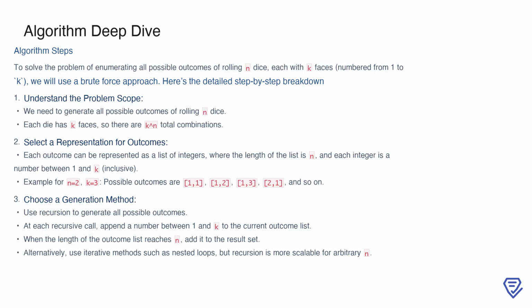To generate these combinations, we'll use a systematic approach. One effective method is recursion, where at each step we append a possible face value to the current outcome list until it reaches the desired length of n. Recursion suits this problem well since it can handle arbitrary values of n and k, though iterative methods, like nested loops, could also be used for smaller values of n and k.